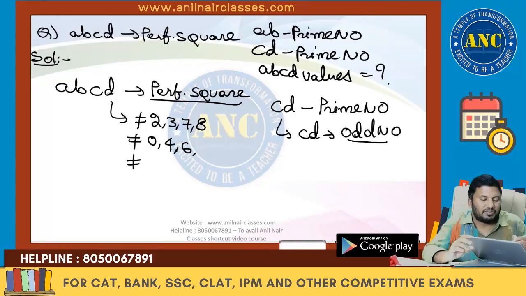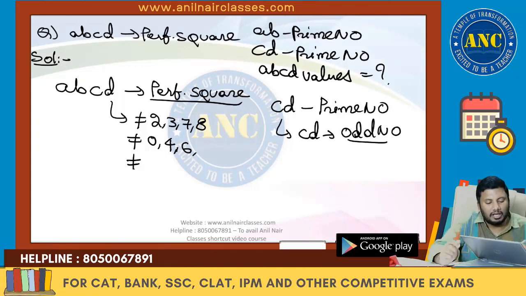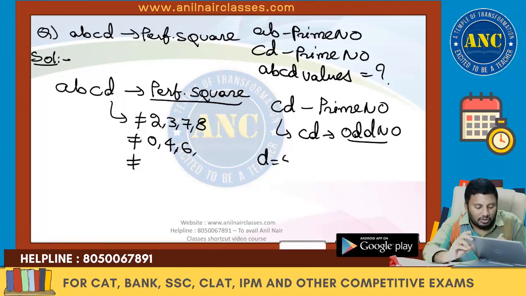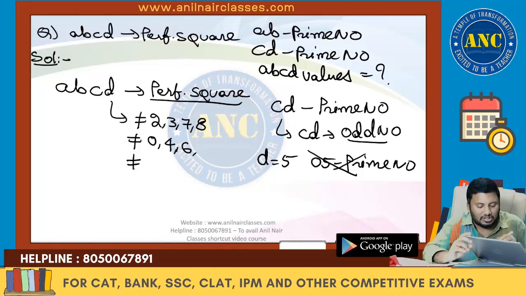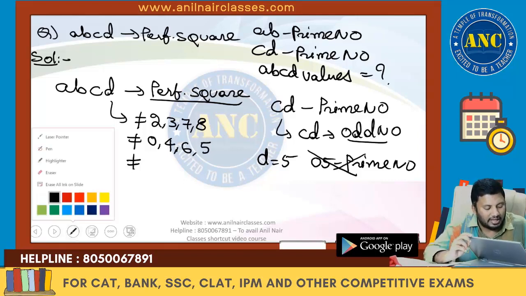Because if D is 5, then the number is divisible by 5. You may ask a doubt: sir, 05 is a prime number. But beta, ABCD is a perfect square, and any perfect square ending with 5 has 2 in the tens place. So 5 is also not possible. I hope the idea is clear.